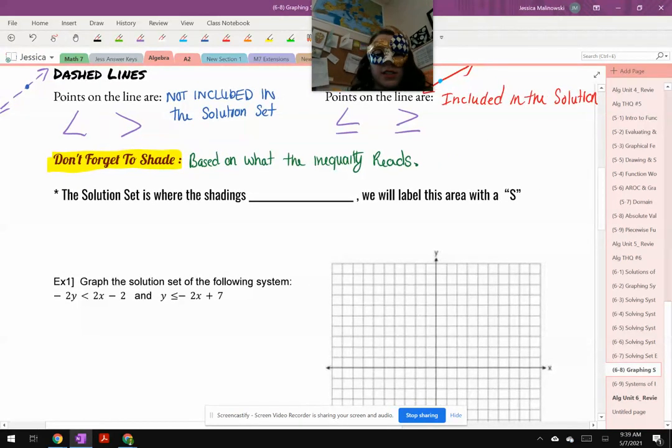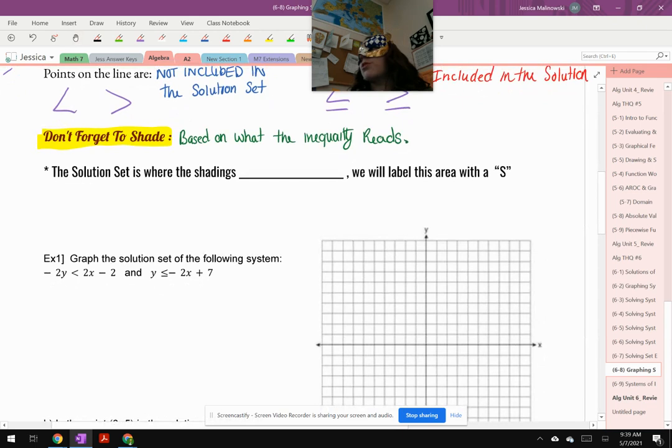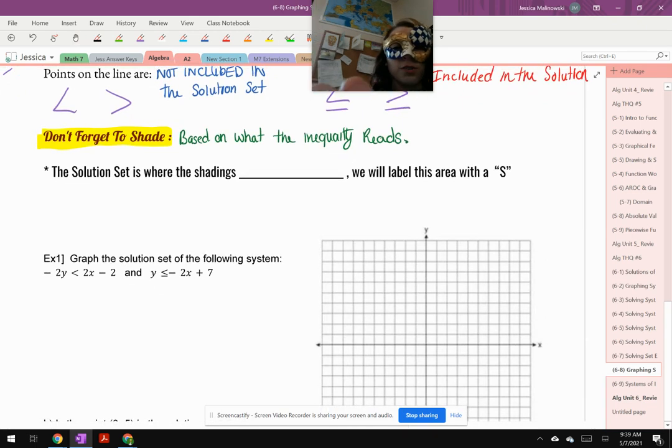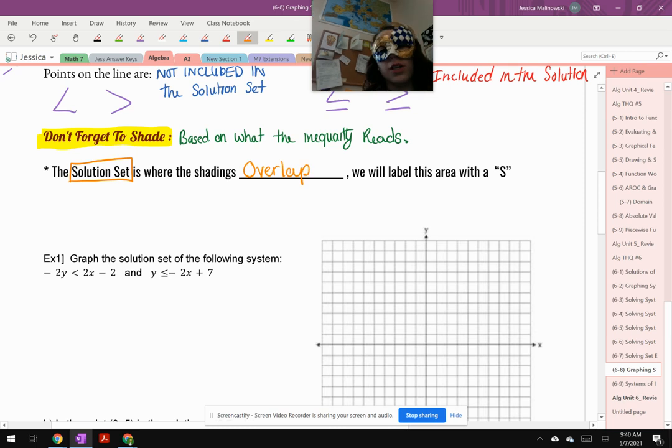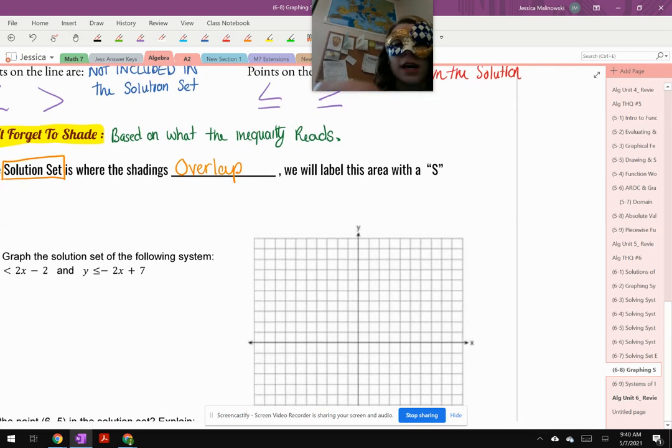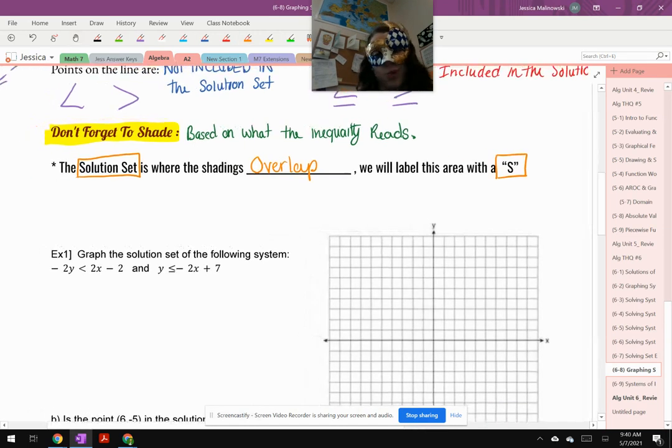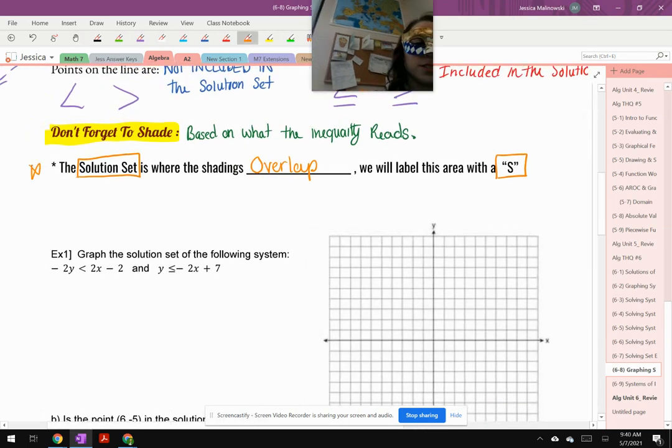And last but not least, the new thing here, because again, we're going to be putting two of them: the solution set, the answer we're looking for, is where the shadings are going to overlap. Color coding is going to be key here. And we are going to label that area with an S so we can tell that we know where the solution is. This is a must.